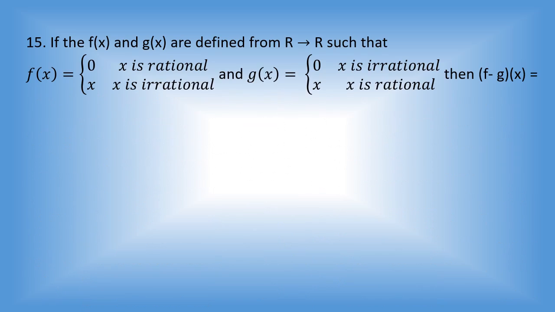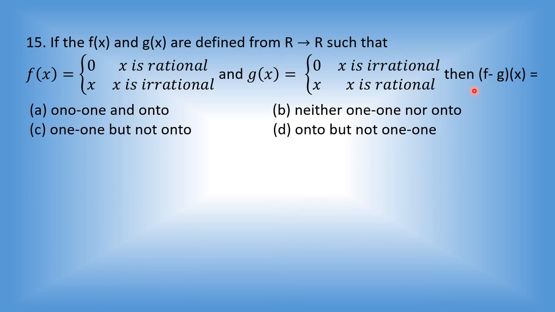The last question of this session will be, if the functions f and g are defined from the set of all real numbers to the set of all real numbers such that f of x gets the value 0 when x is rational and gets x when x is irrational, and g of x gets the value 0 when x is irrational and g of x gets the value x when x is rational, then you have to find what is f minus g of x. So these are the options here.